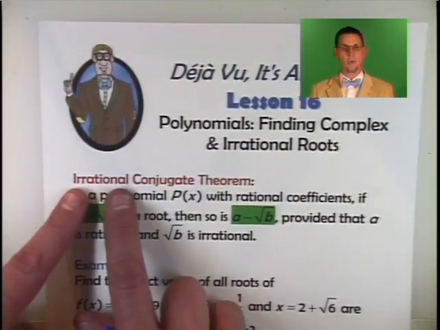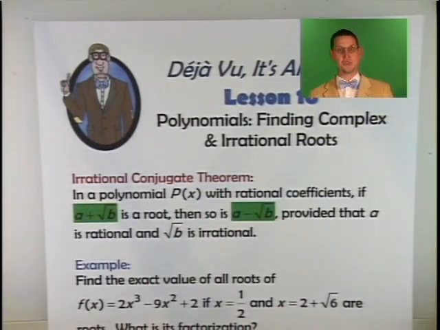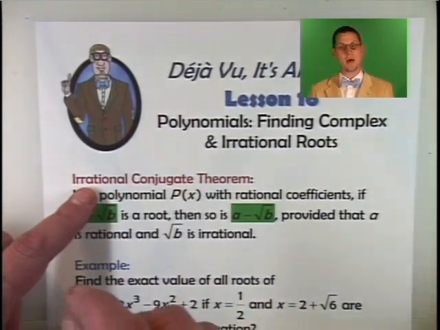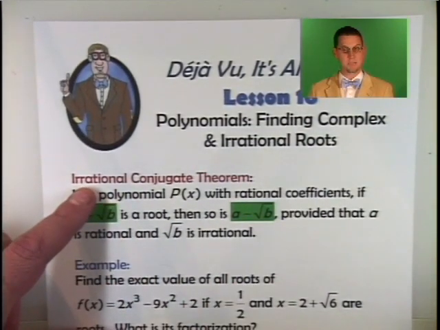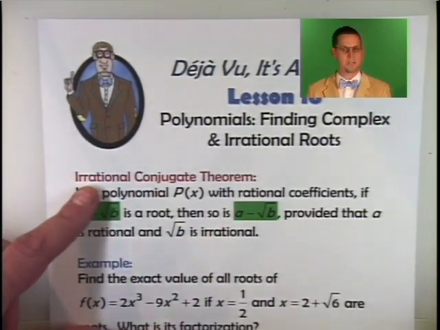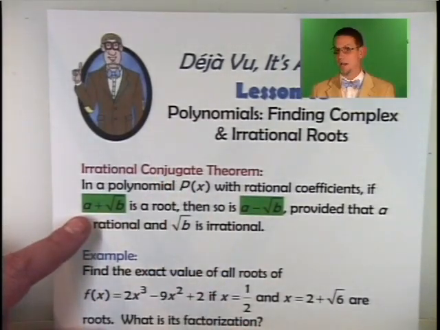It's called the irrational conjugate theorem. Now, irrational doesn't mean doesn't have a level head. Irrational in this case means it's a non-terminating, non-repeating decimal, something that can't be expressed as a ratio of two integers. So that's irrational, non-ratio. So the conjugate means that they're going to happen in pairs. And let me show you what that's about.